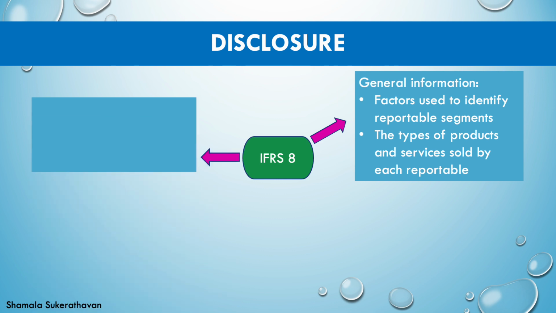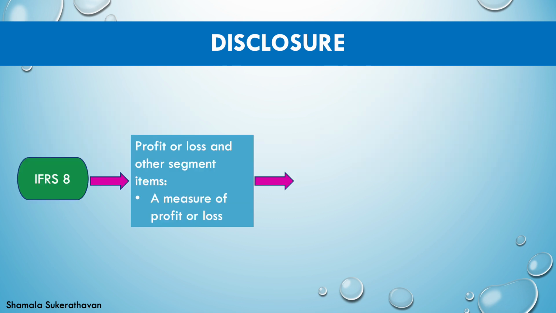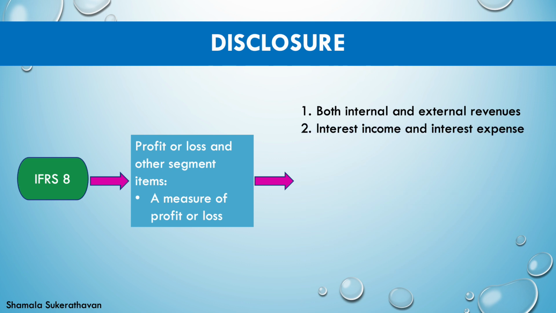IFRS 8 also requires the following disclosures for each reportable segment: a measure of profit or loss. This shall include the following: 1. Both internal and external revenues. 2. Interest income and interest expense. This shall not be netted off unless the majority of the segment's revenue are from interest and the chief operating decision maker relies primarily on net interest revenue to assess performance and make decisions on resource allocations.